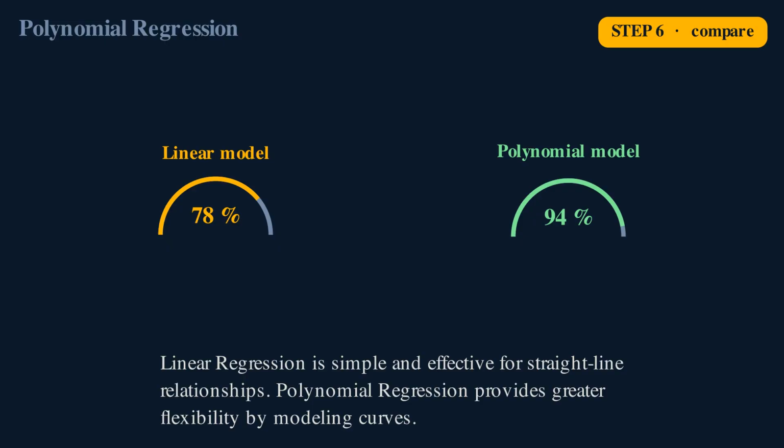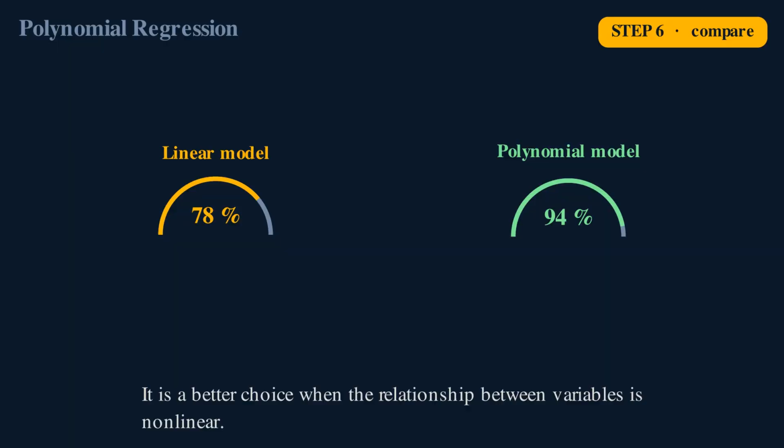Linear regression is simple and effective for straight-line relationships. Polynomial regression provides greater flexibility by modeling curves. It is a better choice when the relationship between variables is nonlinear.